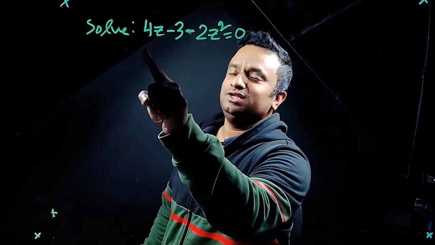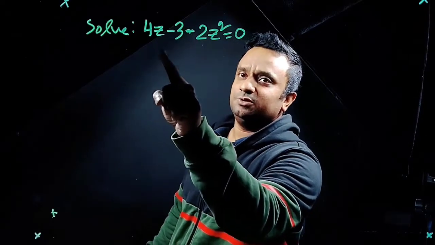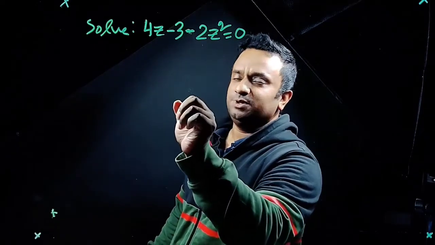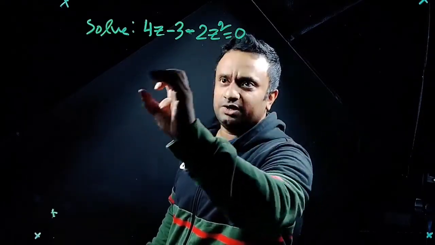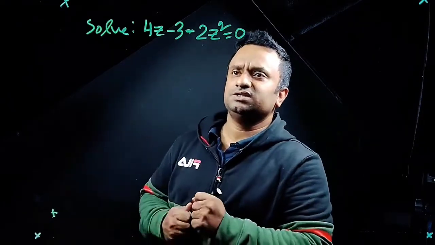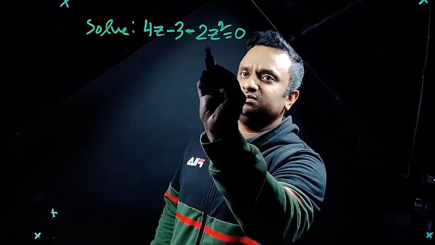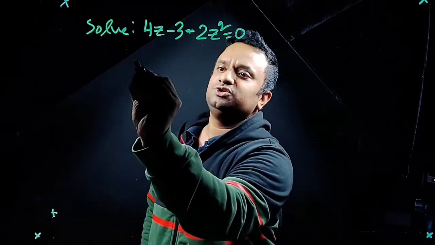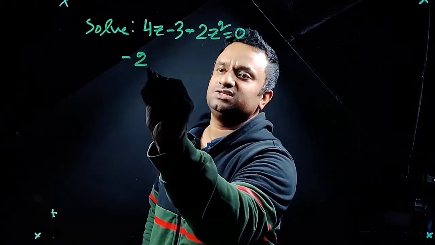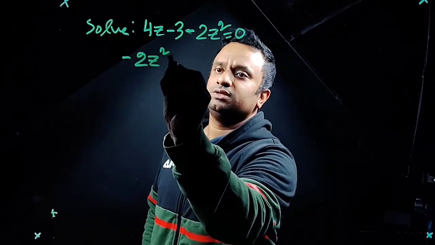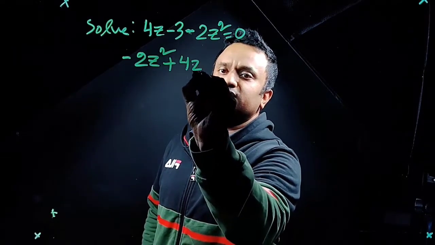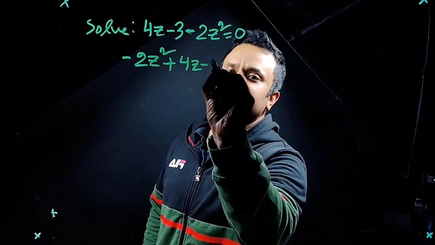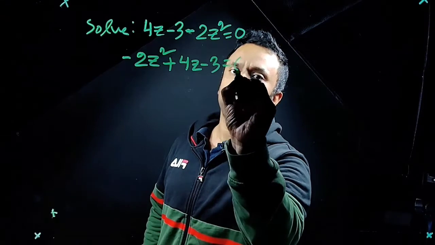Sometimes we may need to solve quadratic equations like this, but be careful, we need to rearrange it. We need to write the square terms first. So here it is 4z minus 3 minus 2z squared. So we need to write minus 2z squared first, then we write plus 4z, and then we write the constant term, that is minus 3.